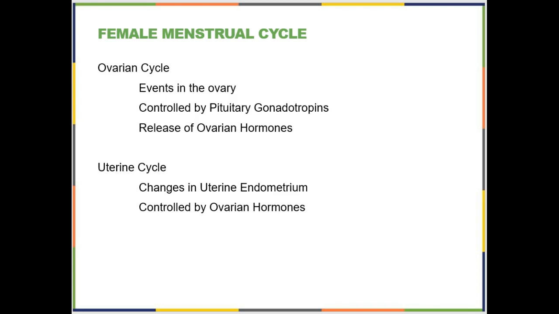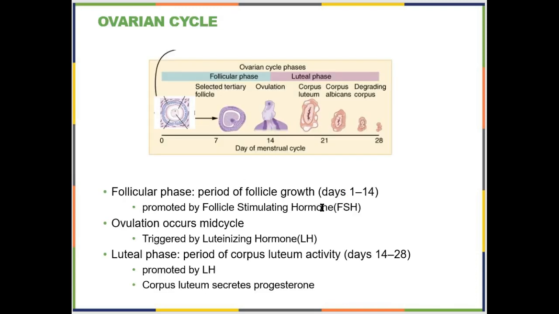One of the things you want to keep track of with the different cycles is which hormones are doing what and where they come from. So for the ovarian cycle, it's going to be the pituitary hormones, LH and FSH, that are regulating events in the ovaries, and then the ovaries are going to release ovarian hormones, and they are going to be regulating the uterine cycle. So they all kind of mesh together. So starting first with the ovarian cycle, first up, you just want to know what the three phases are.